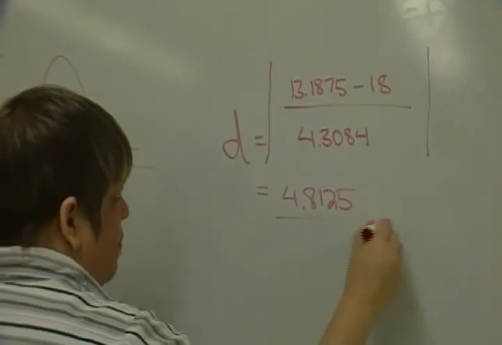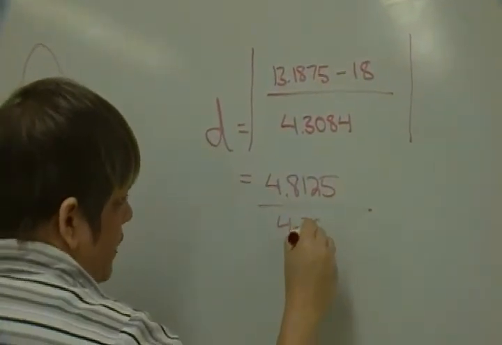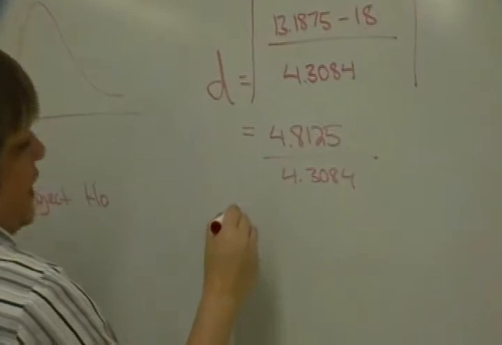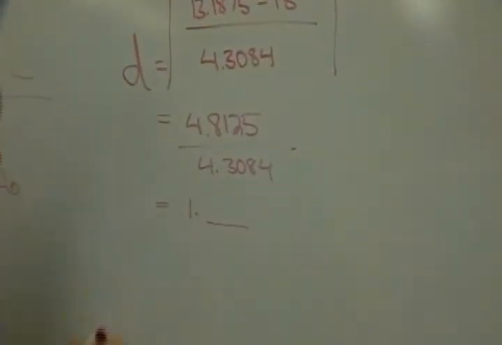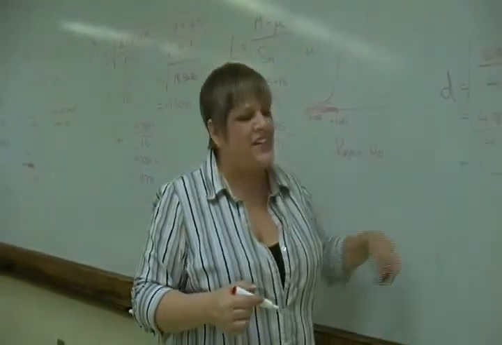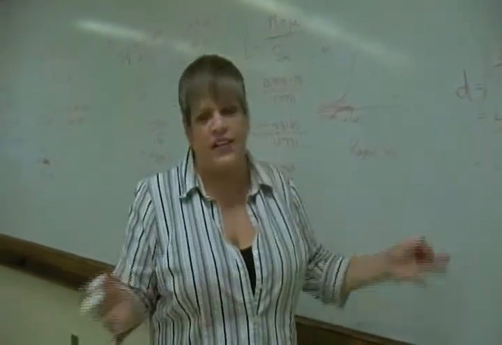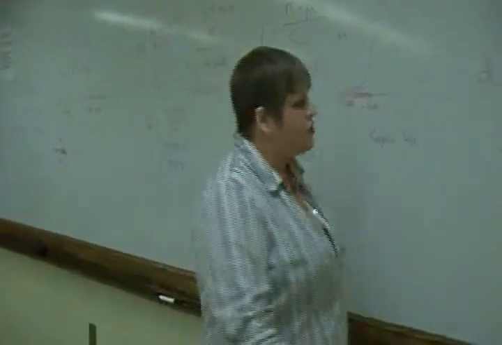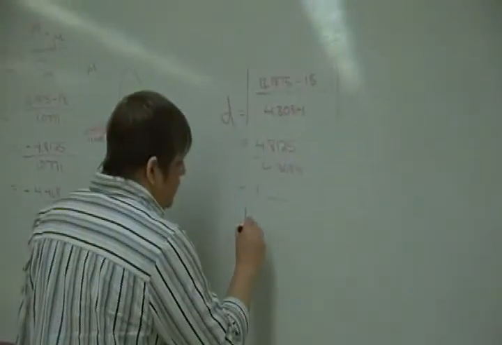4.8125 divided by 4.3084 is going to give me 1 point something, okay? And I'm not going to walk back over to the calculator to calculate that because I know you guys can do that. And based on that, we know automatically it's greater than the 0.8, so we have a large effect, okay?